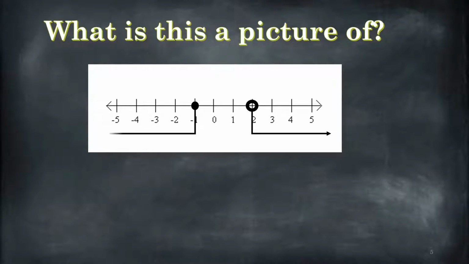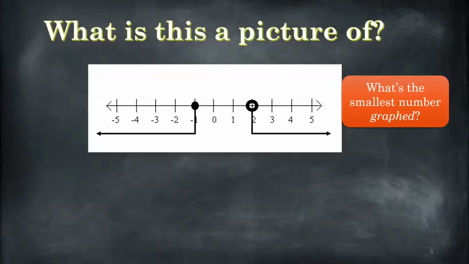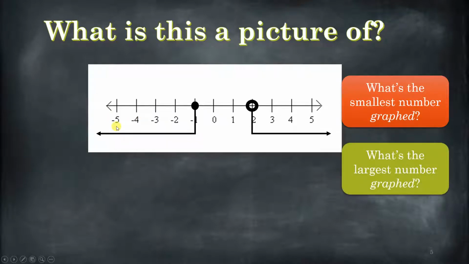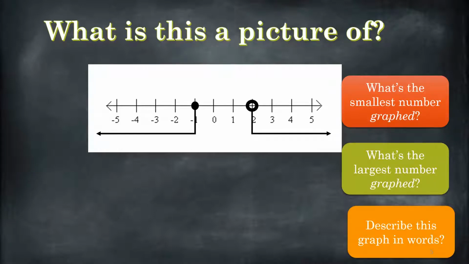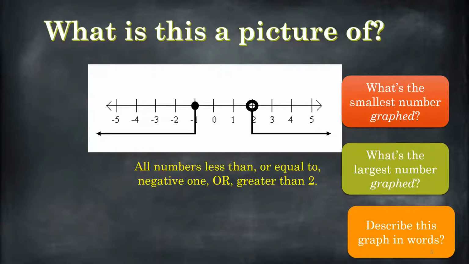All right. What about now? This is a really confusing thing, right? What is the smallest number that's graphed? Well, there isn't one because it goes on forever. What's the biggest number that's graphed? Well, there isn't one of those either. Could you, though, describe this in words? This is tricky. Give it a shot. So what this actually says is all numbers that are, well, less than or equal to -1, but also they're greater than 2.